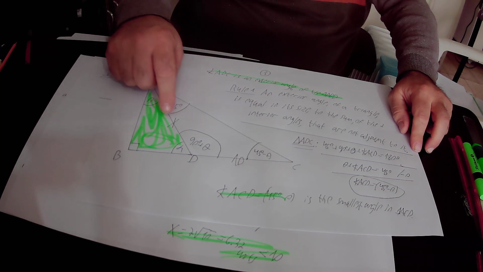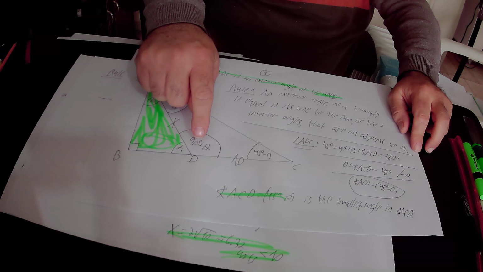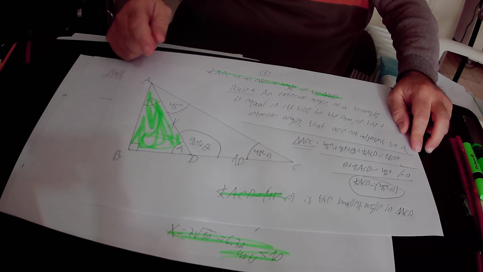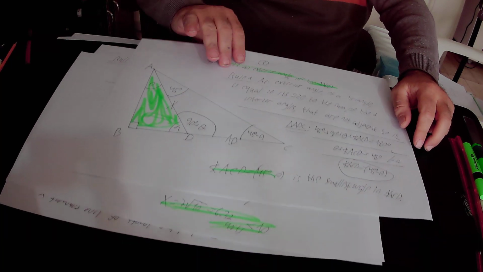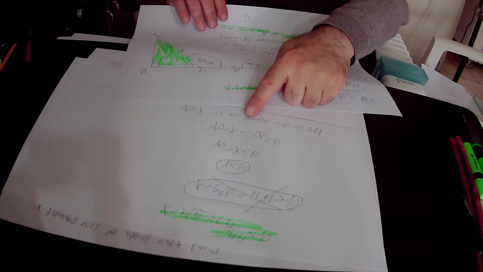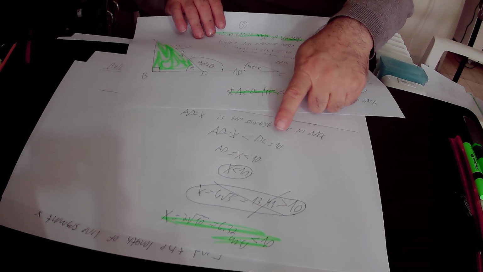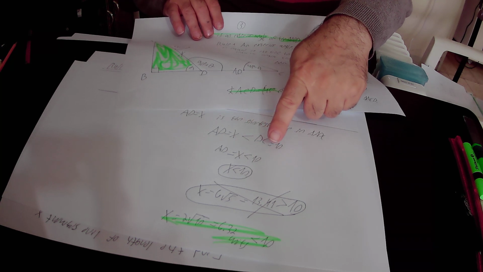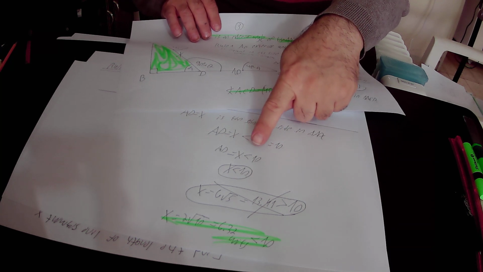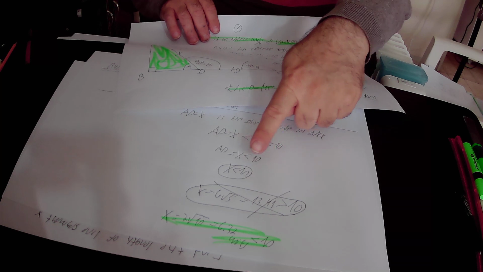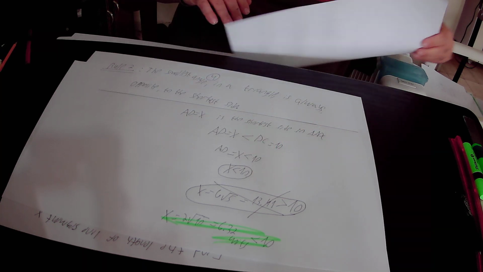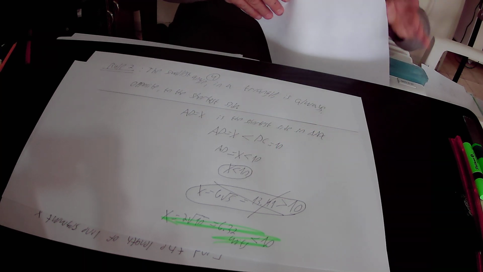That is to say, AD must be less than side DC, and DC equals 10. AD, which is equal to X, must be less than DC, and DC equals 10. That is to say, X is less than 10 units.